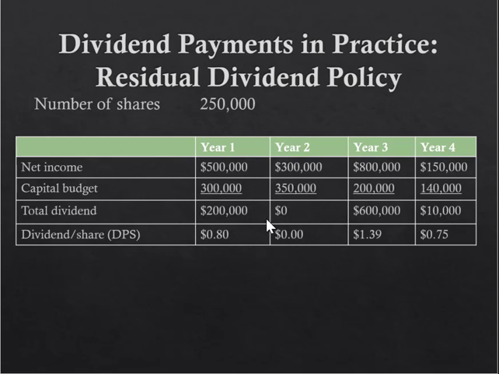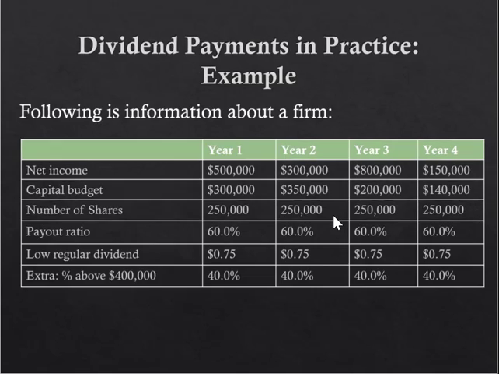which is 200,000 divided by 250,000. Here you had nothing left, so 0 dividends were paid. Here you had $600,000 left, 800,000 minus 200,000 capital budget, so $1.39 was paid. And in year 4, you had 10,000, and so you had a low dividend of 75 cents paid.